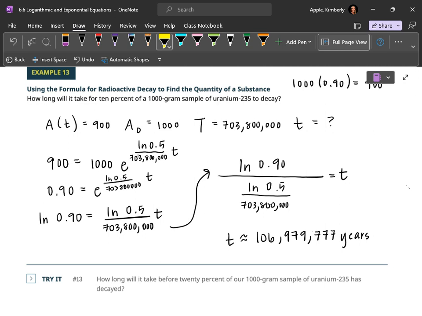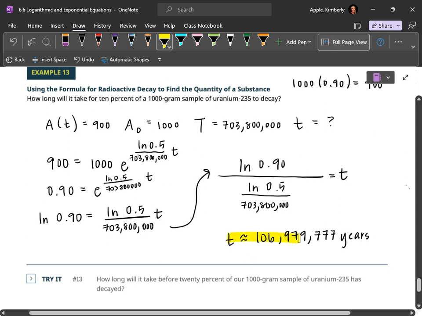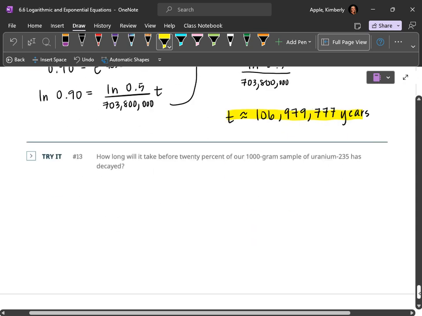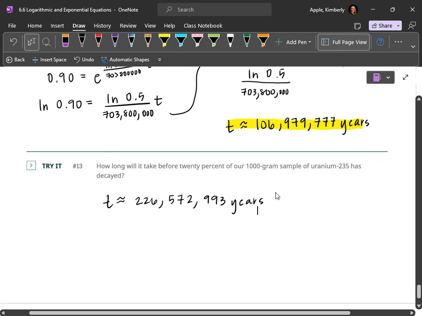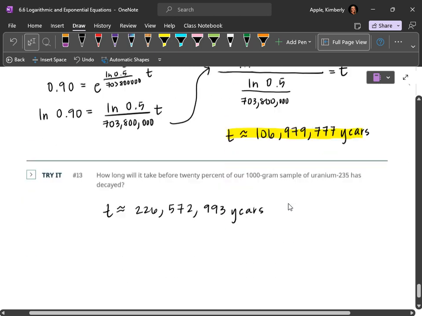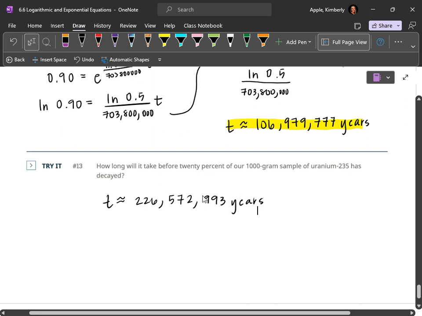Anyway, so that's the applications of some of these functions, in particular half-life. So if you want to try example number 13 and see how you do, make sure you go up there and grab the half-life of uranium-235. We're still working with that same substance. And you should obtain that t is approximately 226,572,993 years. And so that is the very last little bit of our lecture for this semester and for the course. So I hope this helped, and we'll work some problems on these particular topics on Wednesday.